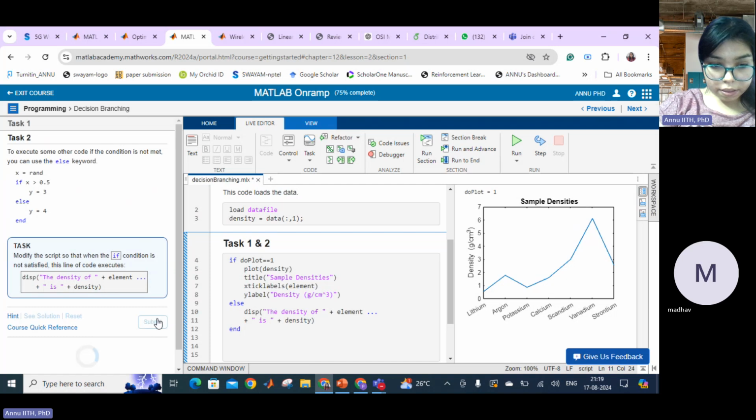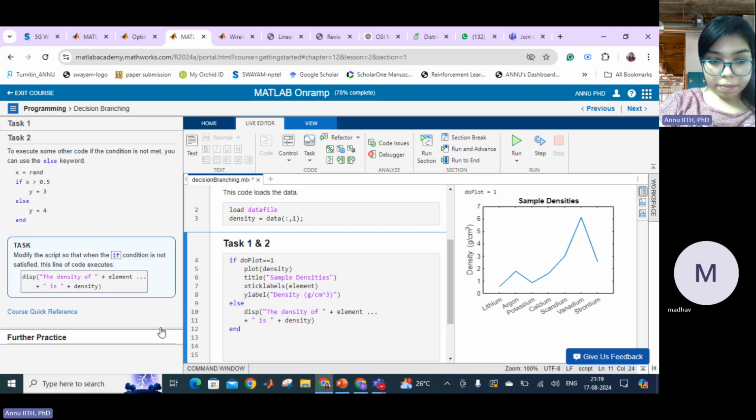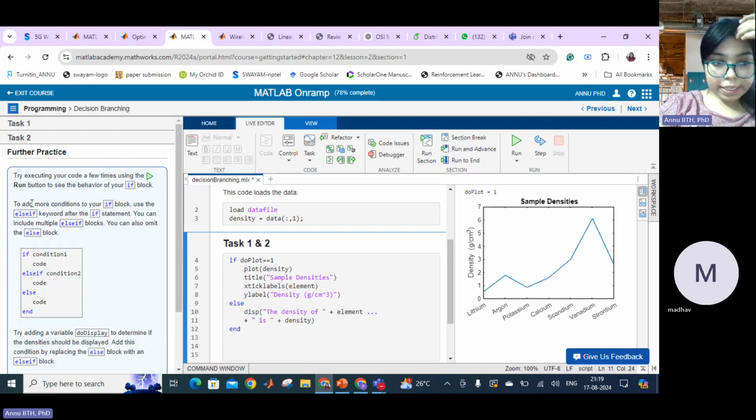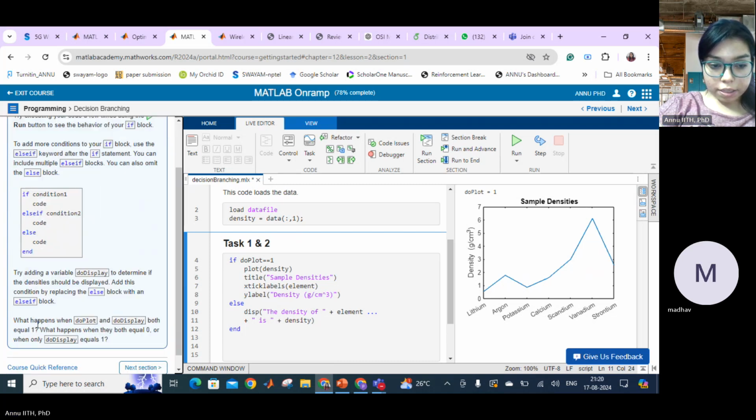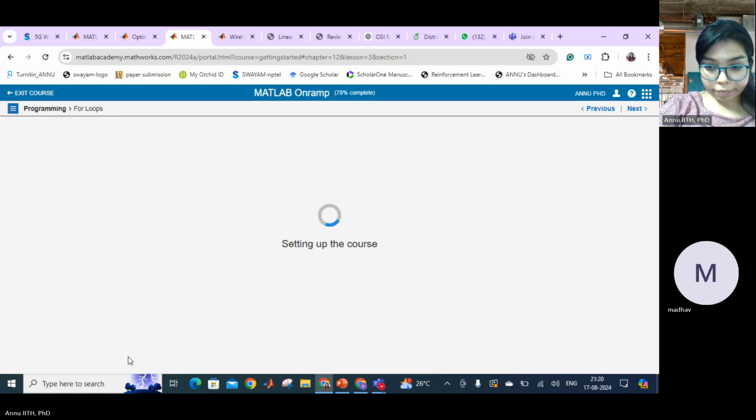So we have covered this thing. It is actually showing we have condition one, code, else if like this. If we have again a condition and again last is else, and for every if there is an end. So we can have what if when we have doPlot or doDisplay both equal to one. So we can have or, okay, or when only doDisplay equals to one, like that.